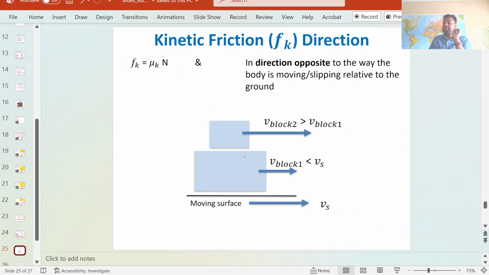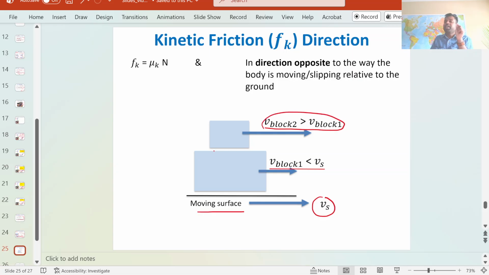Now, one more example. Look at this. You have a moving surface. The speed is Vs. Then you have a block 1 on the surface and the speed of the block is less than the surface. Then you have another block 2 on block 1 and that is moving faster than the block 1.